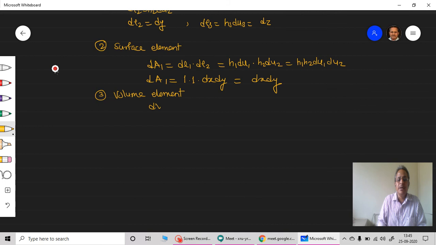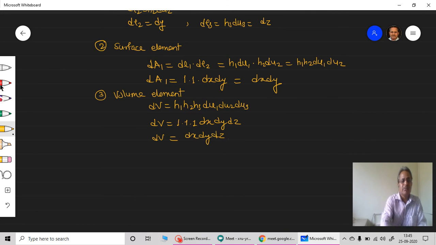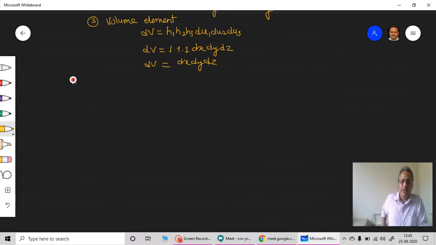this is given by dv is equal to, if you remember, h1 h2 h3 into du1 du2 into du3, and replacing all these with 1, 1, 1, this is 1 into 1 into 1 dx dy dz. Therefore the differential volume element in the Cartesian coordinate system is given by dx dy dz. It doesn't require any proof or clarification. So first, one dimensional, two dimensional, three dimensional, based upon that: length element, surface element, and volume element.